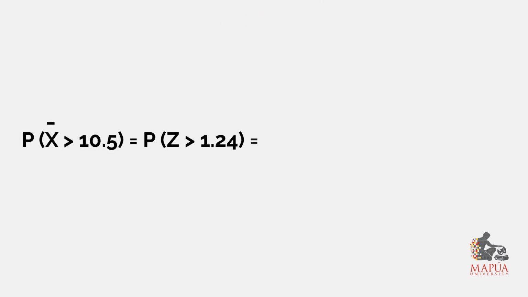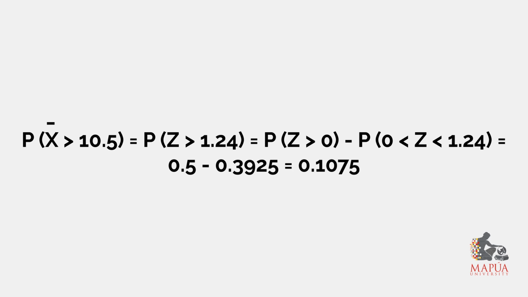According to the table, the probability that Z is less than or equal to 1.24 is 0.8925. Okay, so if you look at the Z table, the probability that Z is less than or equal to 1.24 is 0.8925. So we subtract 0.8925 from 1, and we will get 0.1075. So how do we interpret this?